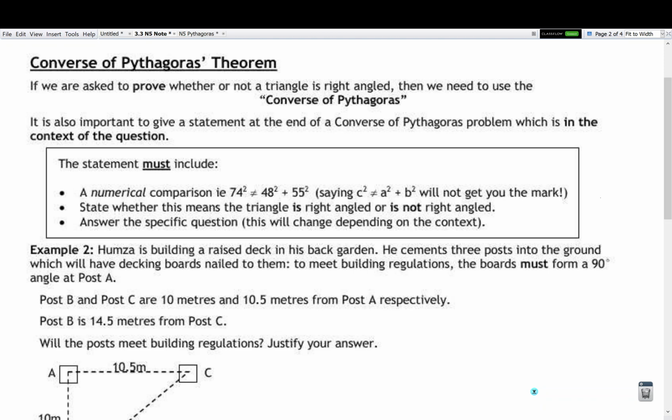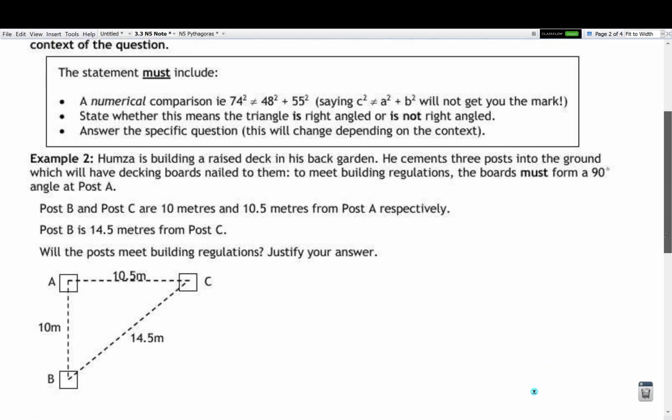And there's very, very specific things that need to be written in this statement, and that's given to you in this sort of box in your notes. We'll come back to that, these 3 bullet points, when we get onto our statement at the end of the question. We'll come back to that in a second.